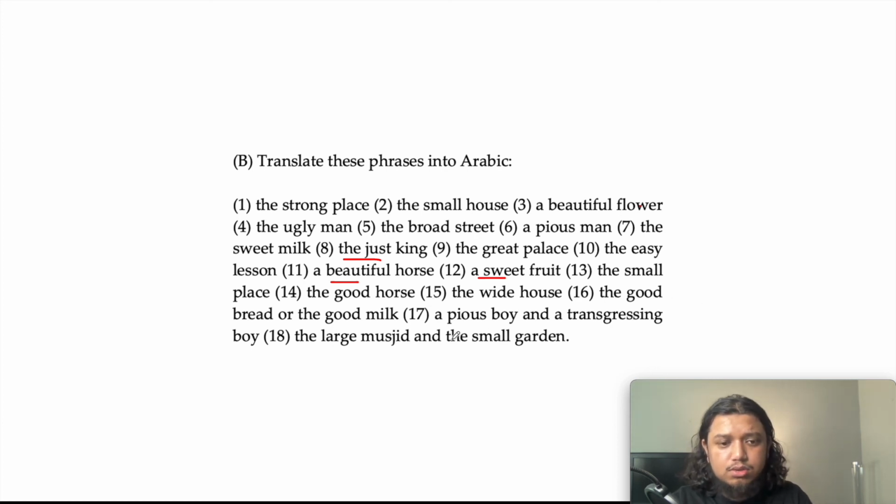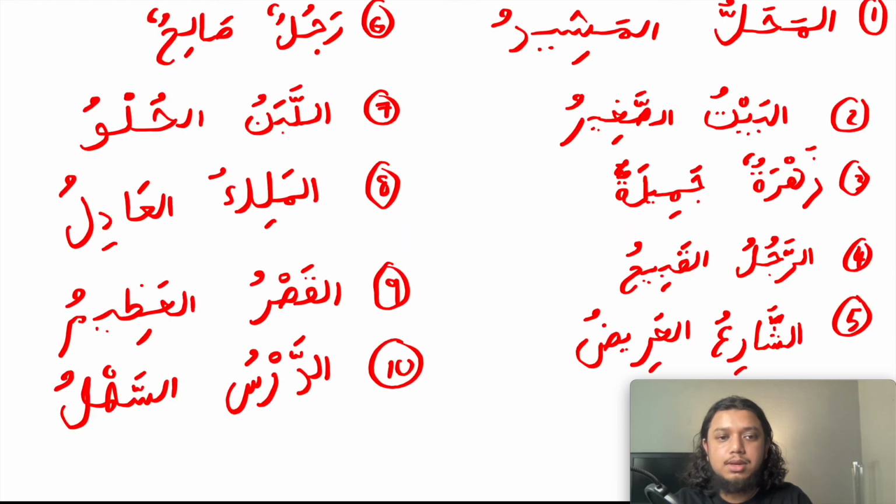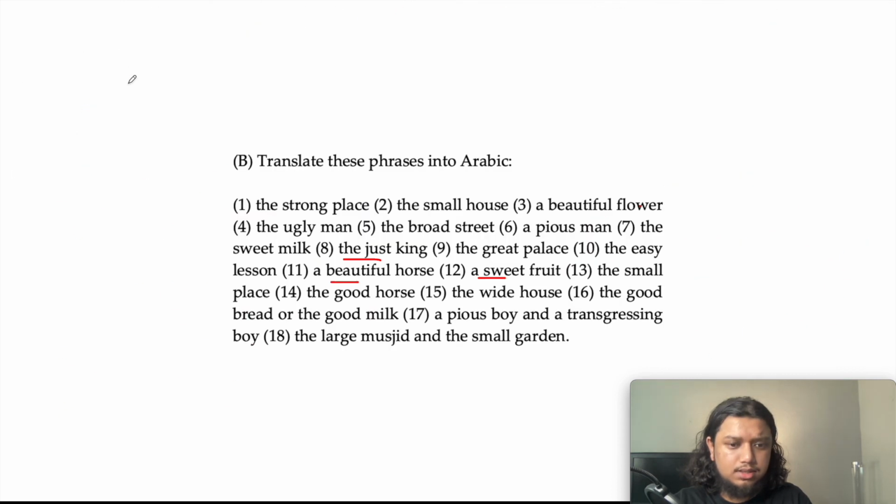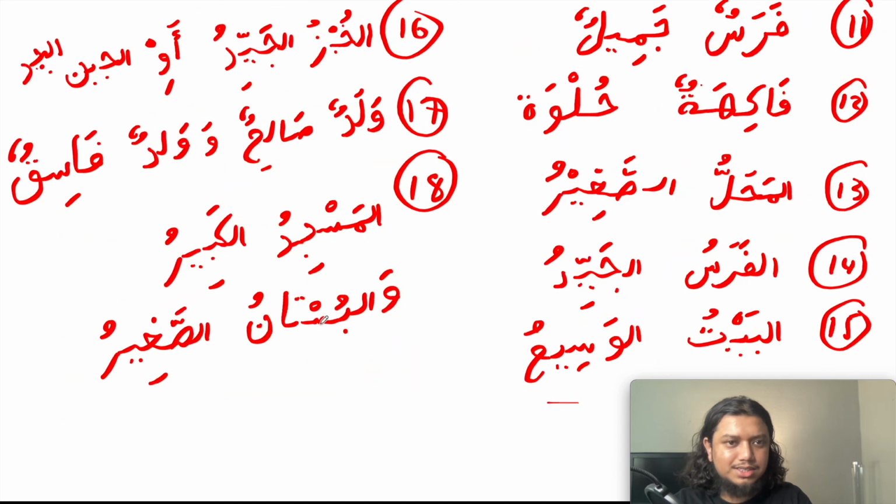Number 16, the good bread or the good milk. Al-khubz al-jayyid aw al-jubn al-jayyid. That is my mistake. The number 16 is the good bread or the good milk. I translated it as the good bread or the good cheese. As you can probably tell, I'm quite hungry right now. It should have been al-khubz al-jayyid aw al-laban al-jayyid. The good bread or the good milk.